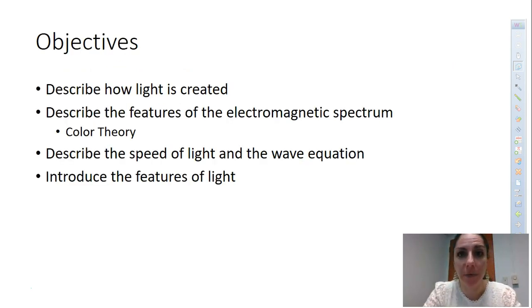So in this video what I want to do is talk about how light is created, so obviously talking about what we see. I'm going to talk about the electromagnetic spectrum. I think a lot of you have experience with this, so I won't go too much in detail with it. I'll talk a brief amount about color theory. We'll talk about the speed of light in the wave equation, and then, of course, at the end of this lecture, we're going to talk about what can light do. And then I'll let the following lectures, in class, talk about what light actually does in more detail, but I'll definitely introduce that today.